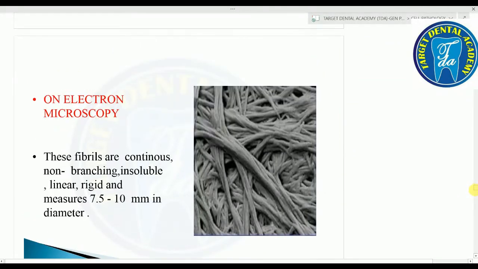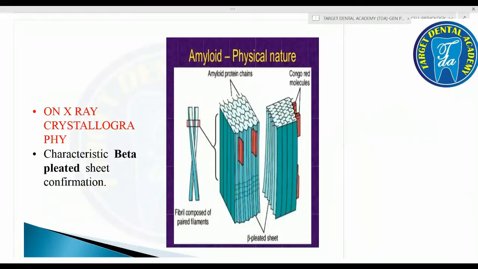On electron microscopy, these fibrils are continuous, non-branching, insoluble, linear, rigid, and measure about 7.5 to 10 nanometer in diameter. On X-ray crystallography, it is characteristic of the beta pleated sheet conformation. Beta pleated sheet conformation, important for your MCQ.